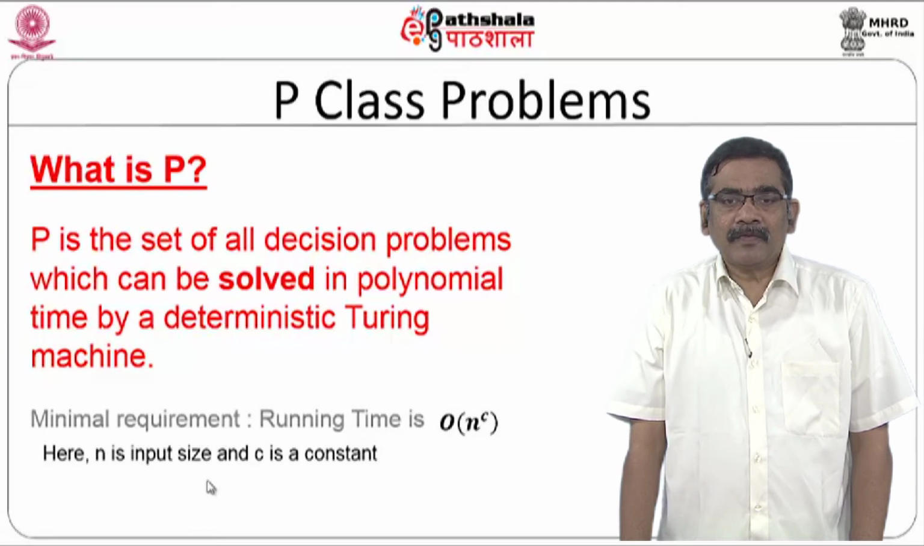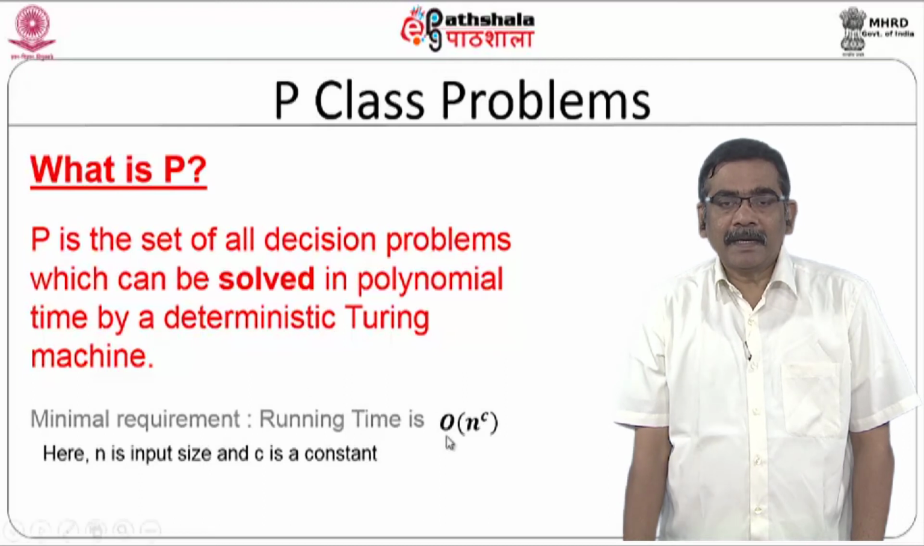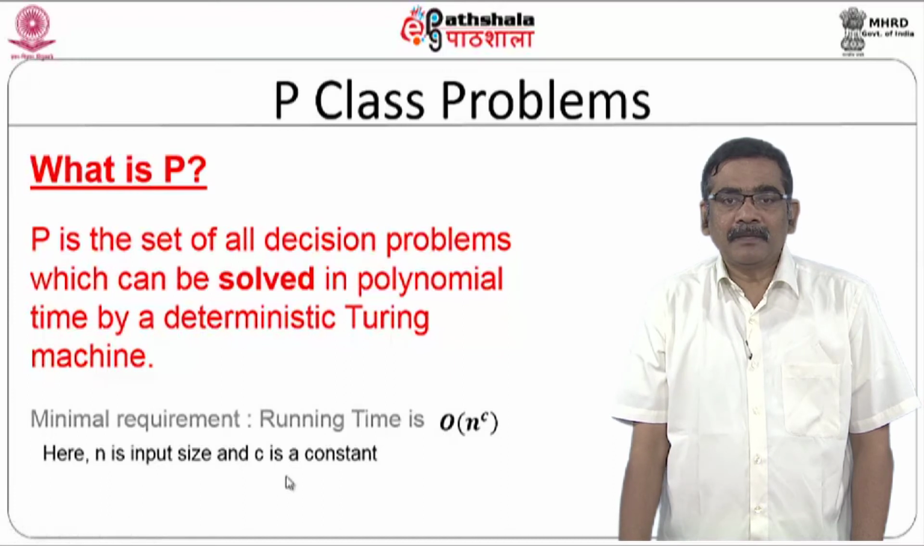What is the characteristic of this P class? P class problems are solvable in polynomial time, and we can say in general the running time is order of n power c, where n is the input size and c is a constant. Probably you can recollect that in one of the earlier modules we discussed how to evaluate the running time of a given algorithm. If the running time comes as a polynomial, then using asymptotic analysis we can reduce that to the largest magnitude of the power of the polynomial, and we can express the computational complexity of that.